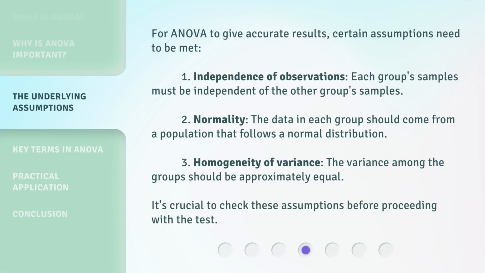For ANOVA to give accurate results, certain assumptions need to be met. 1. Independence of observations. Each group's samples must be independent of the other group's samples. 2. Normality. The data in each group should come from a population that follows a normal distribution. 3. Homogeneity of variance. The variance among the groups should be approximately equal. It's crucial to check these assumptions before proceeding with the test.